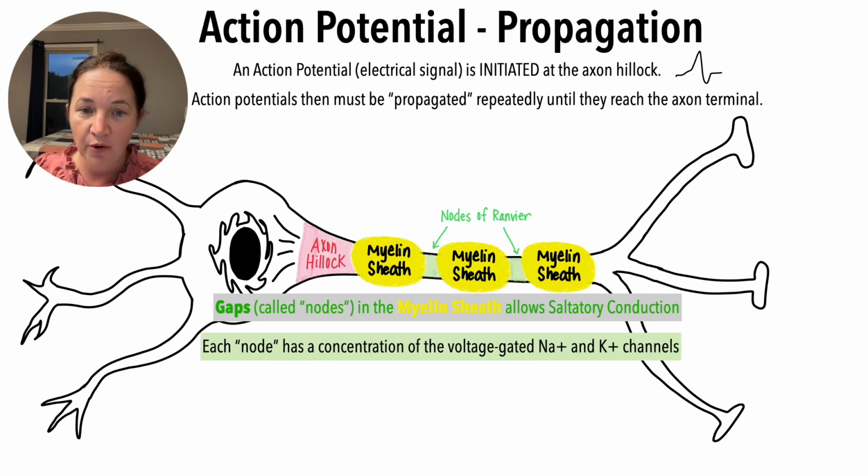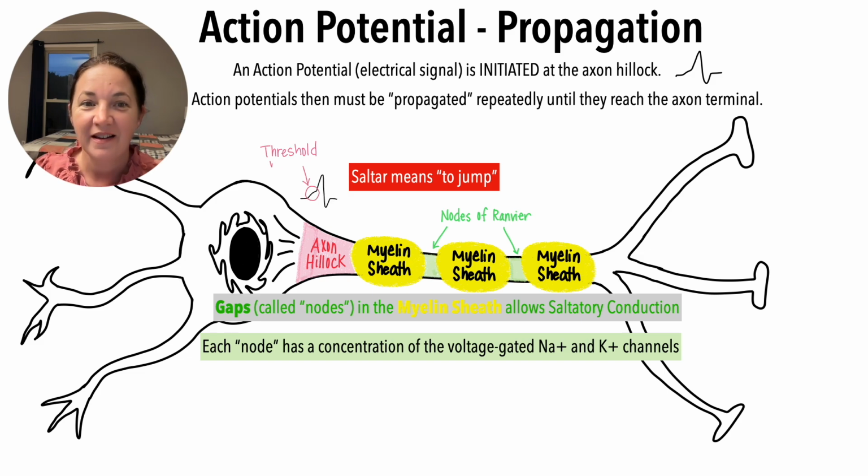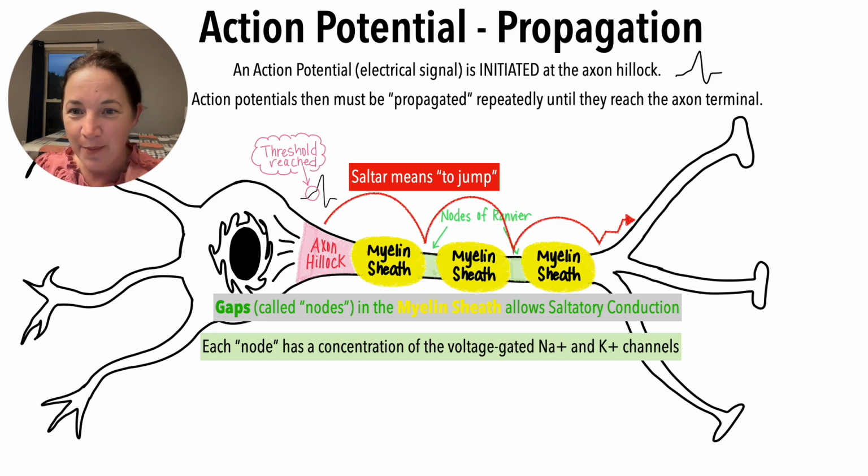And each node has a concentration of those voltage-gated sodium and potassium channels so that when they open, you can get a depolarization just in that patch of the membrane. This word saltar means to jump. So first you have threshold reached and an action potential initiated at the axon hillock, and then it jumps, boom, boom, boom, all the way to the end.